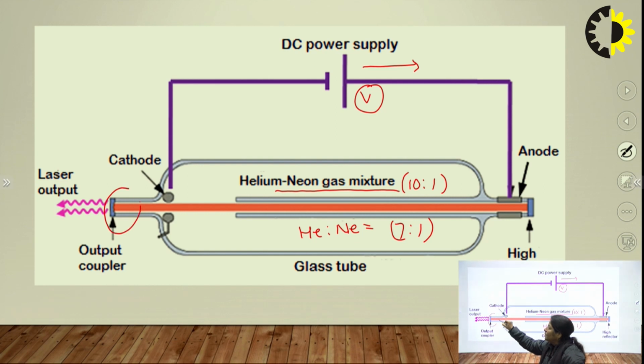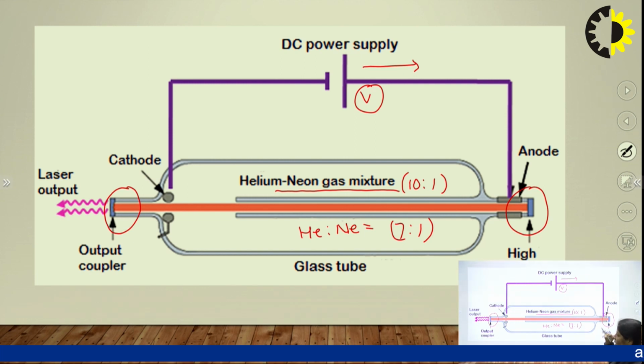These are the optical resonators at the ends of the glass tube. In this part, it is given as the output coupler. It is similar to the partially reflecting mirror which we had in the ruby laser. And the highly reflector means the totally reflecting mirror, which again we have in the ruby laser. So, these are the optical resonators.